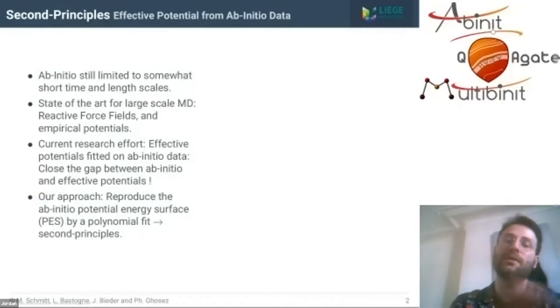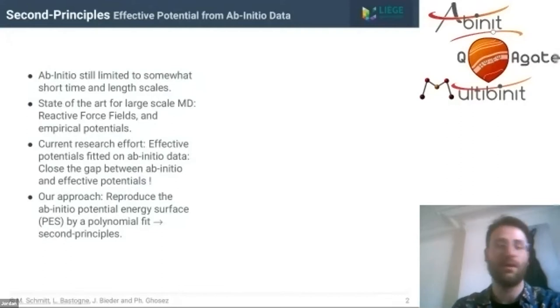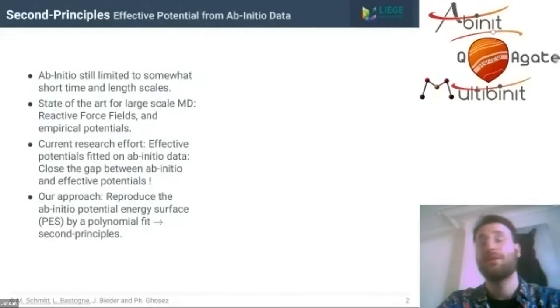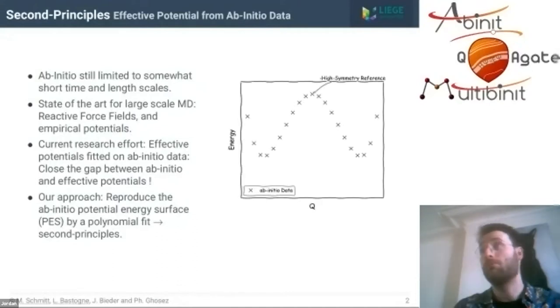And then on the other hand, there is a big research effort that started about 10 years ago to say, let's define effective potentials from ab-initio data, and by doing so, close the gap between the effective potentials and ab-initio calculations. That goes by different names. I think you can say machine learned force fields fall under that approach. And we call it second principles, in the sense that it's going further than first principles, and it's an abstraction from first principles.